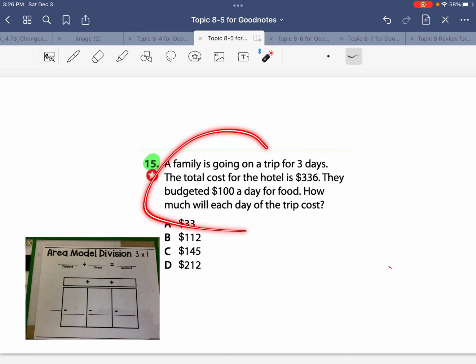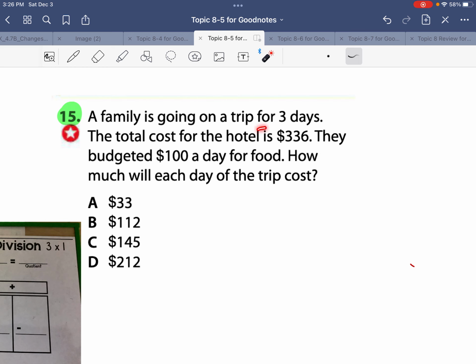I'm going to be doing this problem. It says a family is going on a trip for 3 days. The total cost for the hotel is $336. They budgeted $100 a day for food. How much will each day of the trip cost?